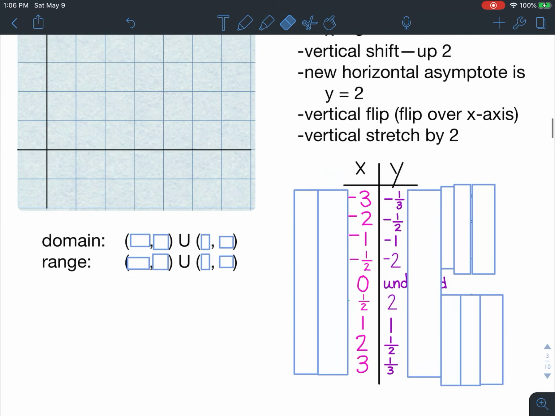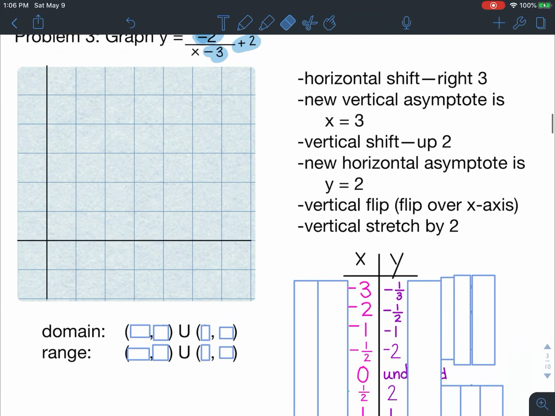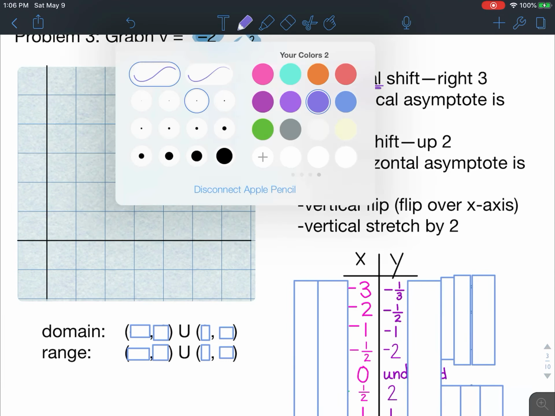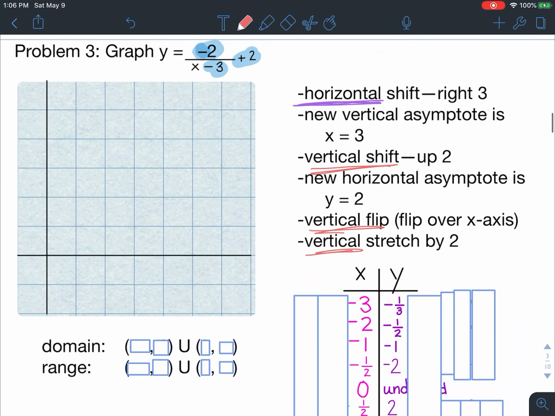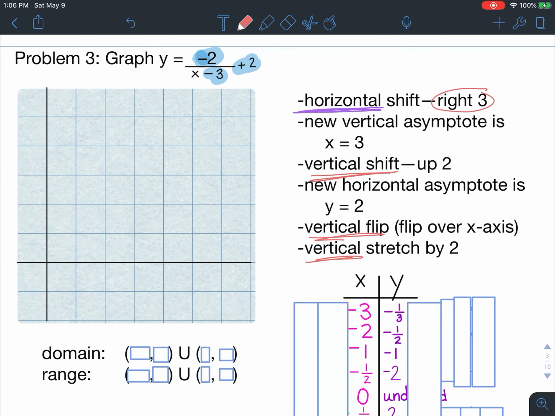So then the order in which things have to happen. So what's happening to x? x doesn't have that much going on. There's a horizontal shift, but everything else is vertical. So let's just do the horizontal first. The horizontal, we're going right 3. So that means I'm going to have to add 3 to my x's.